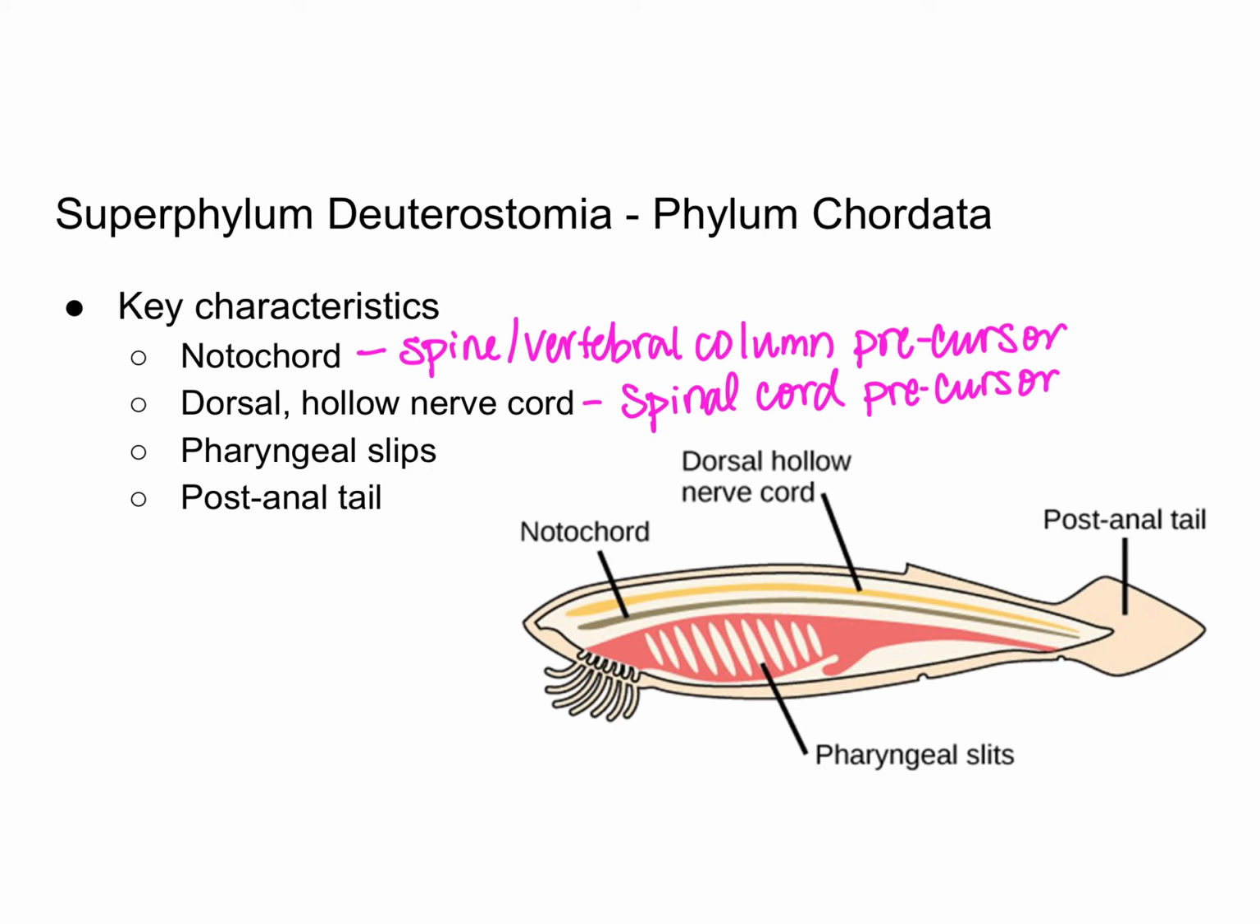They also have pharyngeal slits. Sorry for the typo, that should say slits, which are kind of like a gill in a way. And a post-anal tail. So it doesn't show the anus here, but the anus would be before the tail. And then the tail is after the anus.